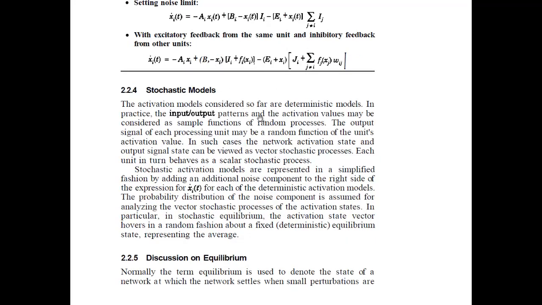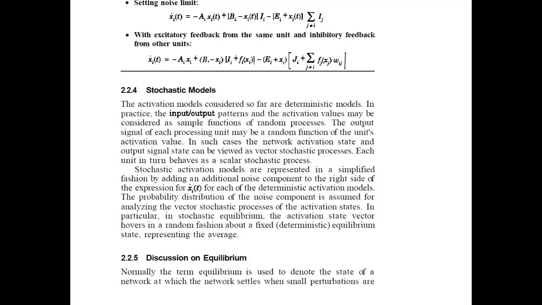The activation models considered so far are deterministic models, means we are able to determine from them. In practice, the input-output patterns and the activation models may be considered as sample functions of random processes. The output signal of each processing unit may be a random function of the input of the unit's activation value. In such cases, the network activation state and output signal state can be viewed as vector stochastic processes. Each unit in turn behaves as a scalar stochastic process.